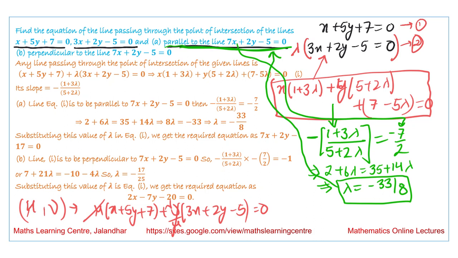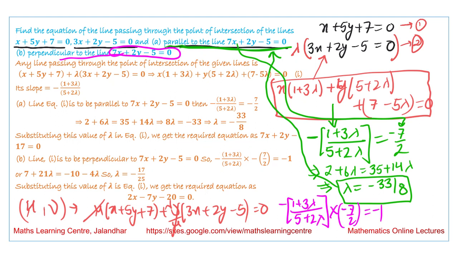In the second case, the condition given to us is that it is perpendicular to this line. It means that minus 1 plus 3 lambda by 5 plus 2 lambda, into the slope of this line, which is minus 7 by 2, the product of these two terms should be minus 1. We are talking about this condition, and on solving this we obtain that the value of lambda is minus 17 by 35.